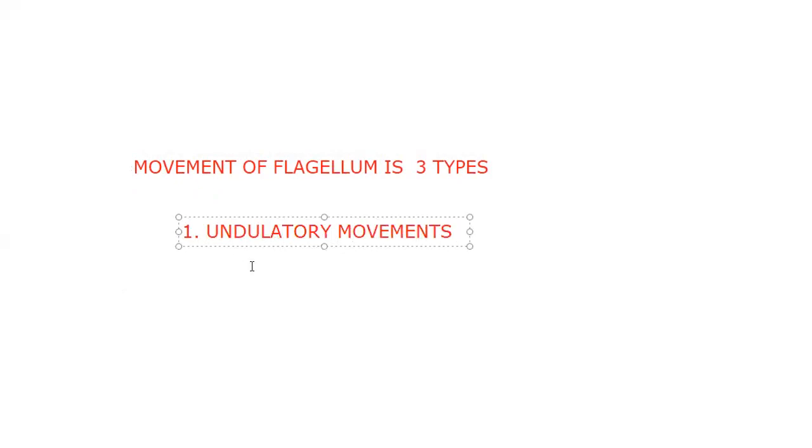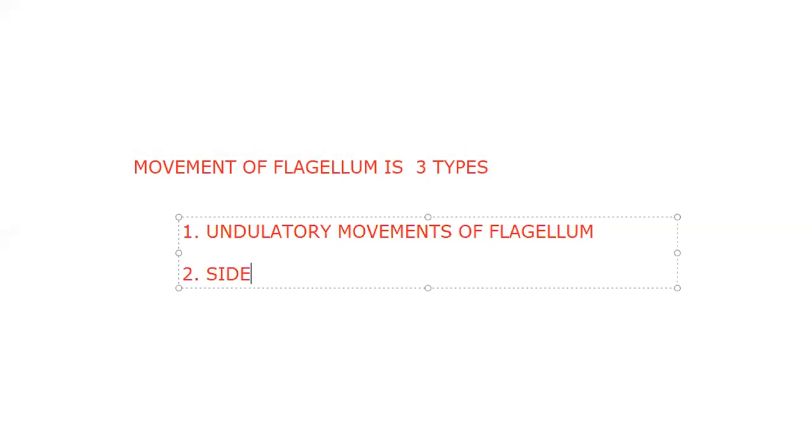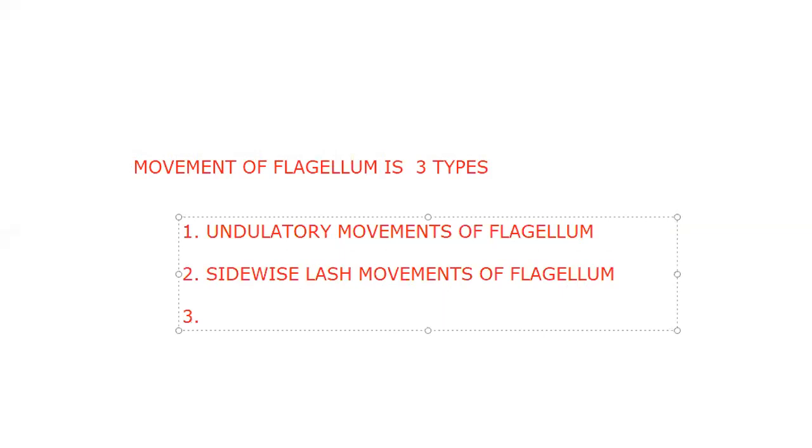Giving a glance at the total of what we learned till now: undulatory movements of flagellum. Next, the second one: sidewise lash movements of flagellum. And the third one is the simple conical gyration movements of flagellum. These are the basic things we learned.